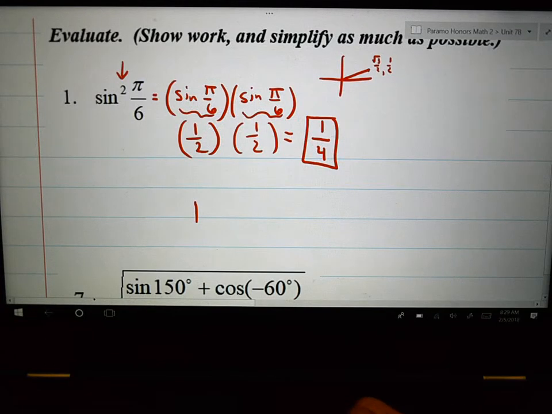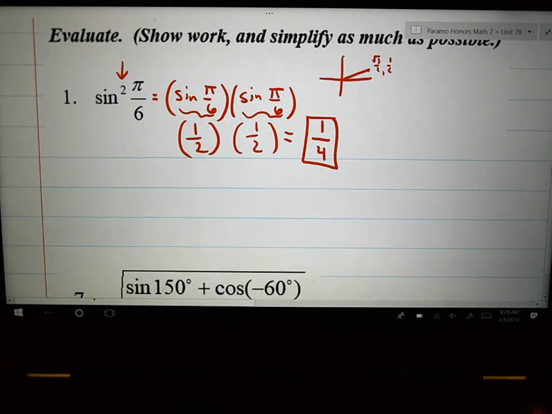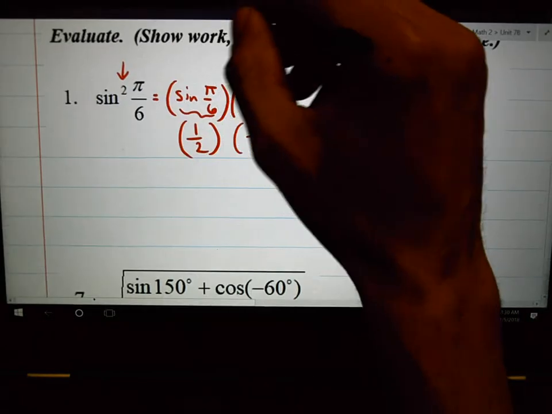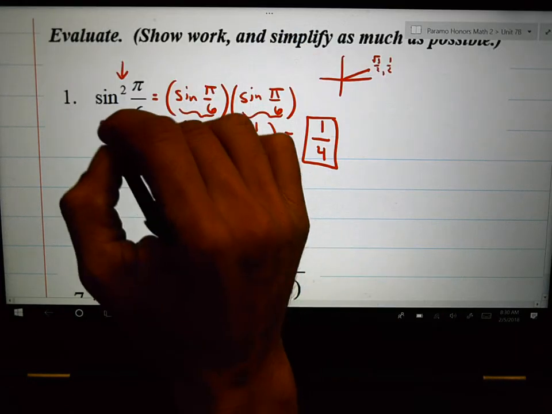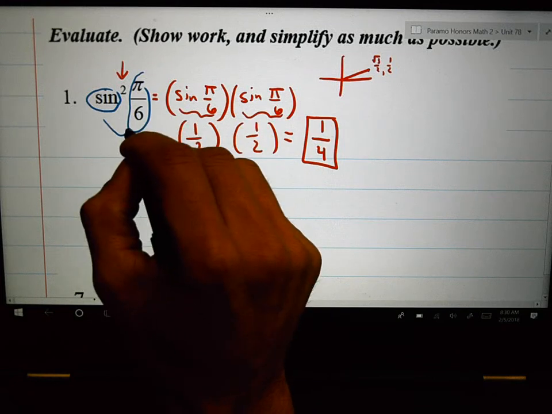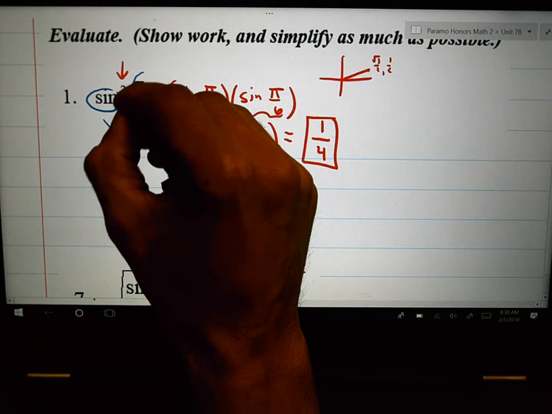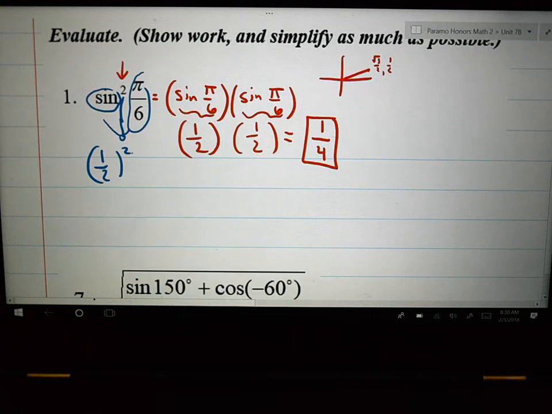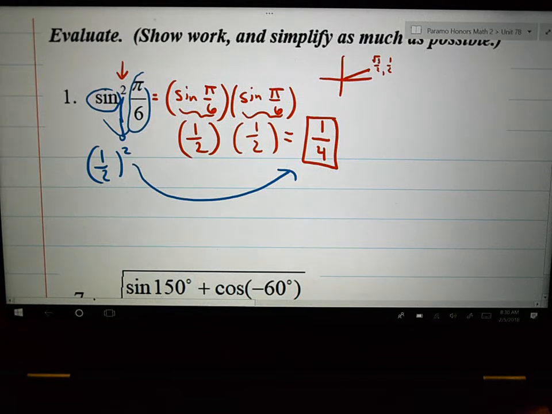Now that you've done that, I want to show you how I actually do it. Because what I just did is how I'm showing you all my work. When I'm dealing with this problem, this is what I actually do. I go like this. The sine of pi over 6, I figure out what that is, and I know that's 1/2. And then I take this 2 and I put the 2 right there. And I do 1/2 times 1/2 and I get 1/4.